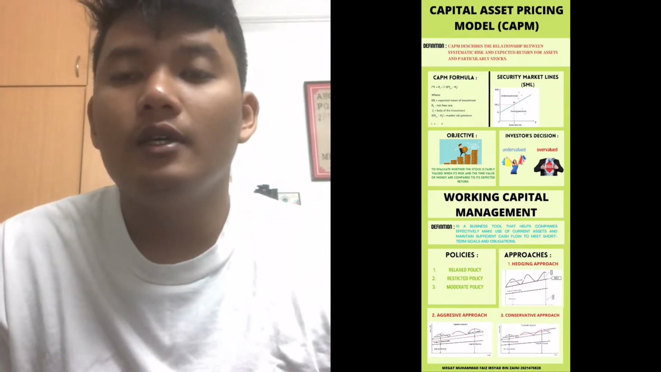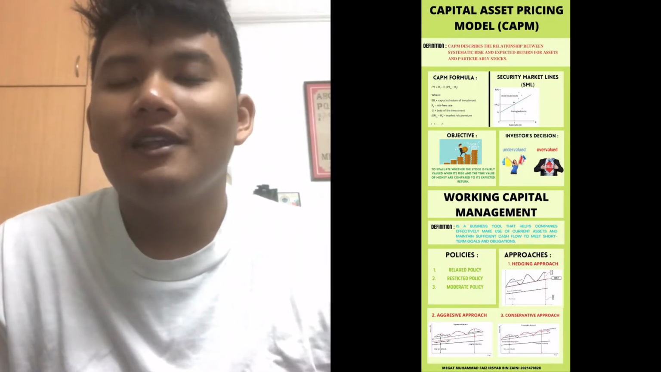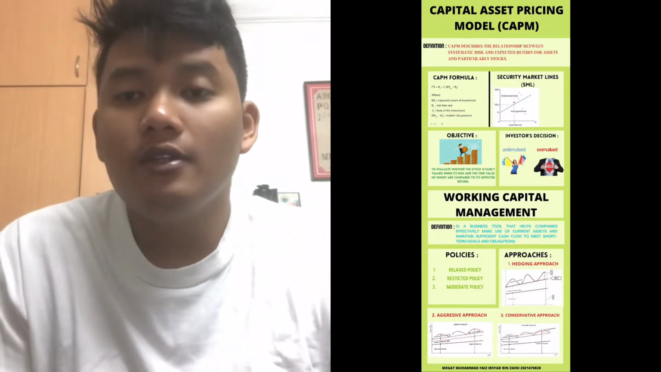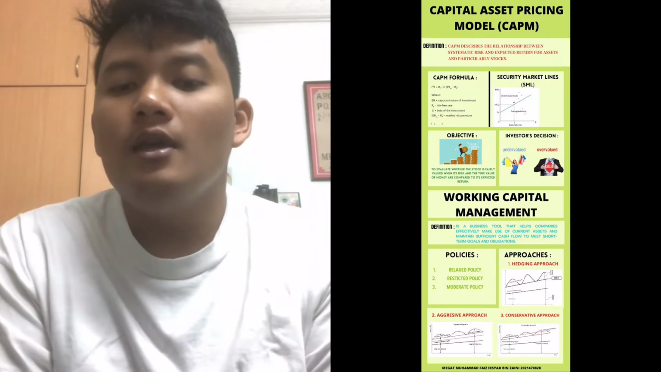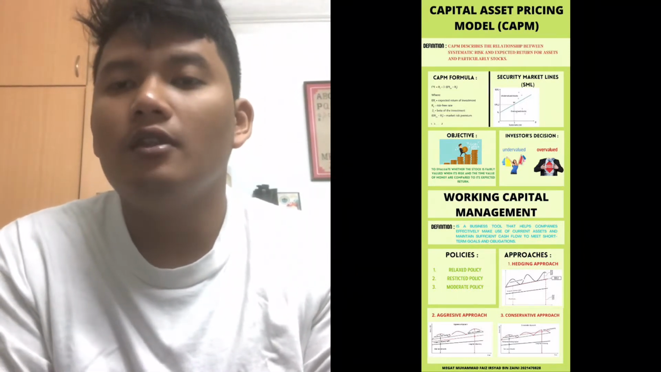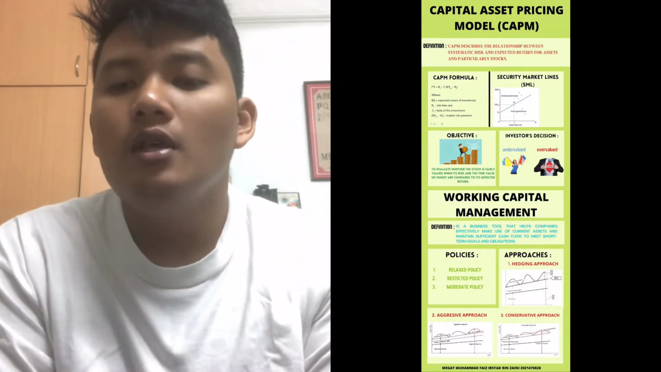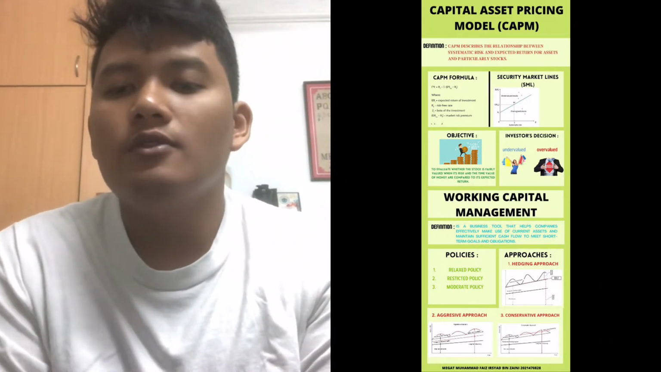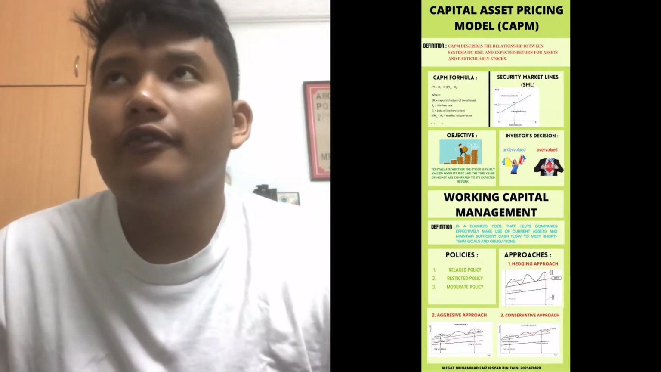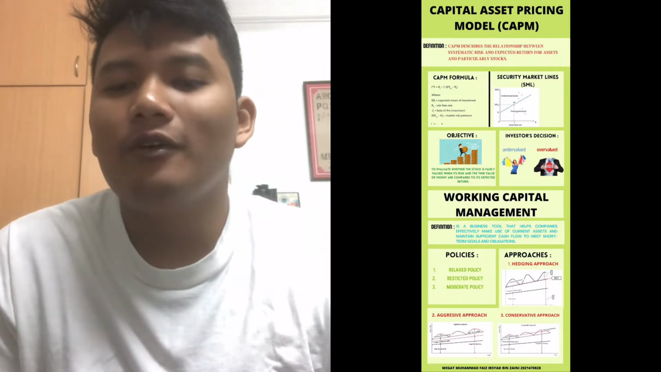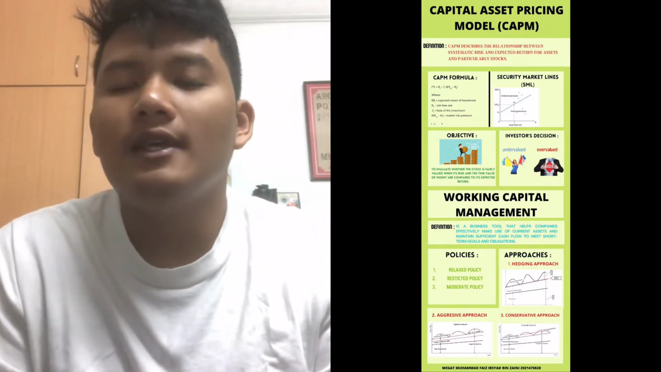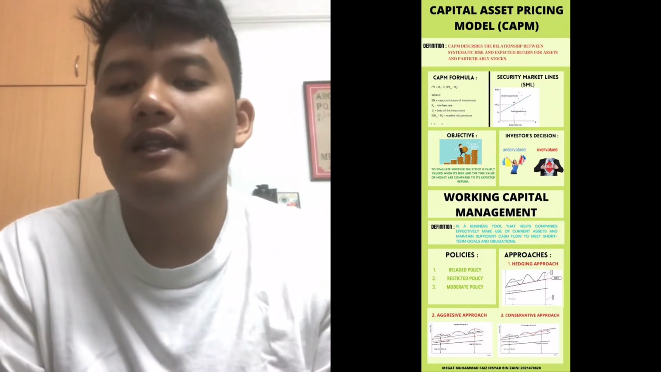We start with the capital asset pricing model, or CAPM. We start with the definition. The definition of CAPM is described as a relationship between systematic risk and expected return for an asset or a particular stock. CAPM is widely used throughout the finance system for pricing risky securities and generating expected return for an asset, given the risk of that asset and the cost of capital.